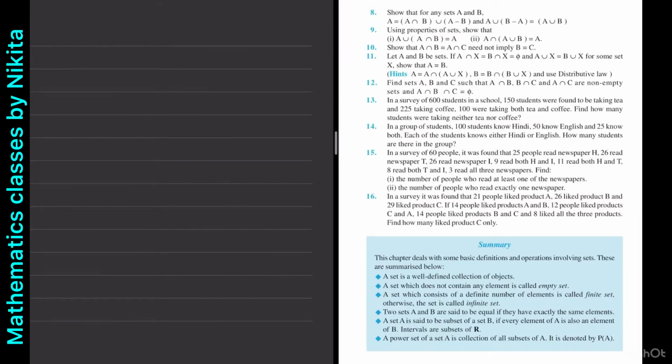Now let's do question number 15. Question number 15 says that in a survey of 60 people, it was found that 25 people read newspaper H, 26 read newspaper T, and 26 read newspaper I. 9 read both H and I, 11 read both H and T, and 8 read both T and I. 3 read all three newspapers. You have to find two things. First, the number of people who read at least one of the newspapers, and secondly, the number of people who read exactly one newspaper.